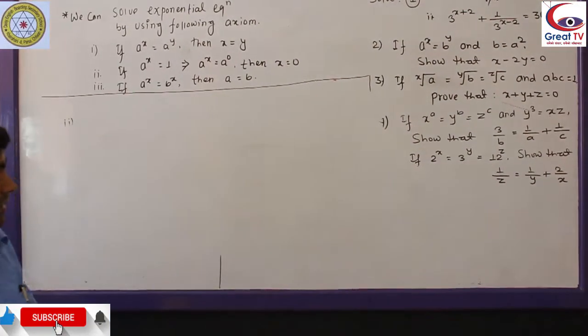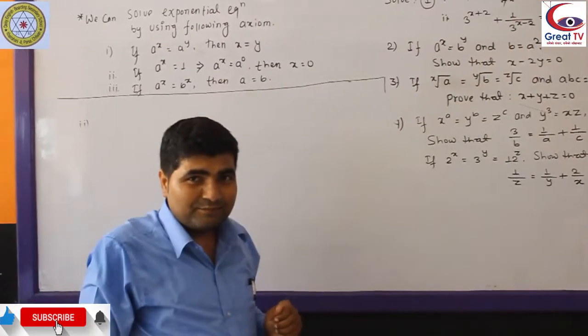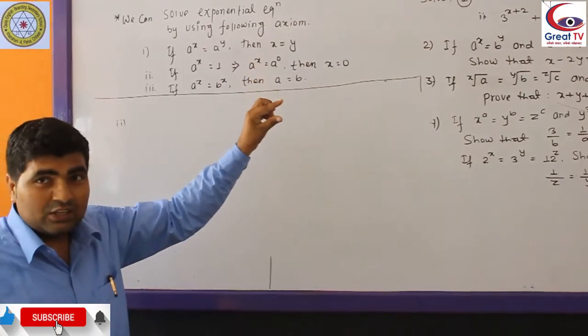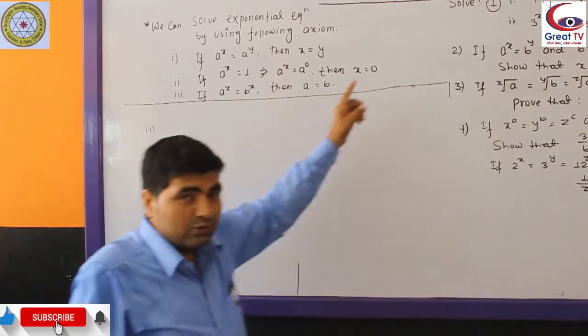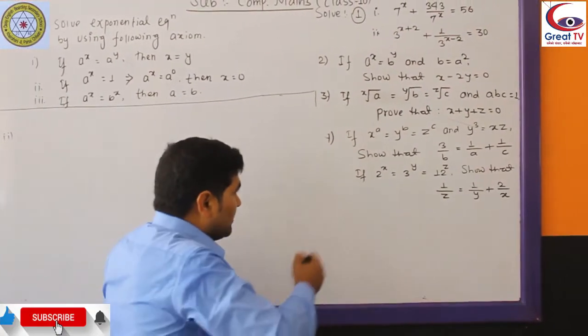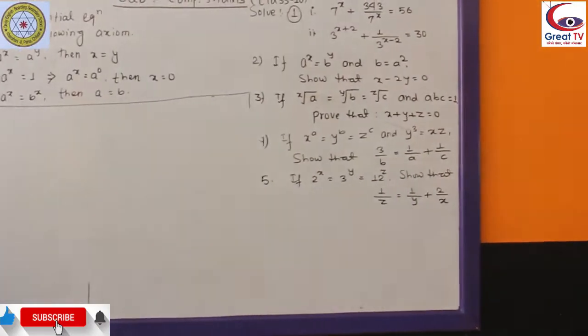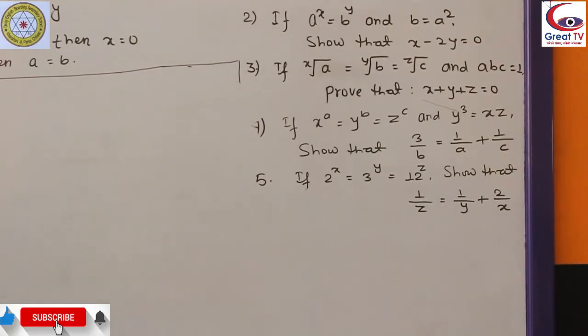Okay, now question number 2. Conditional part and proof part. Question number 1, parts I and II, are solvable questions: how to find the value of x. Now question numbers 2, 3, 4 and 5 are provable questions. They have a conditional part and a proof part.